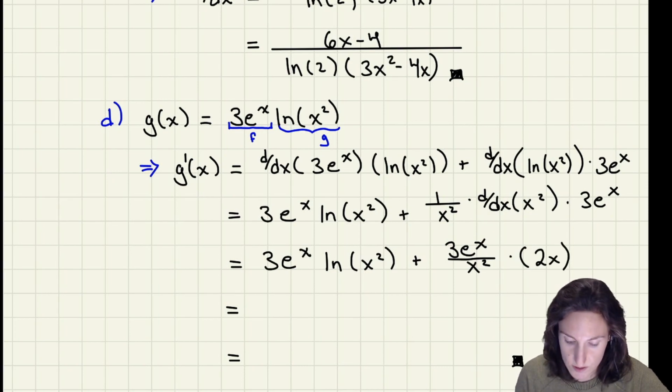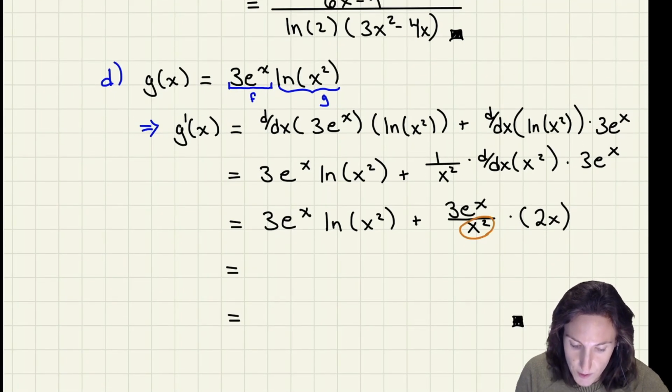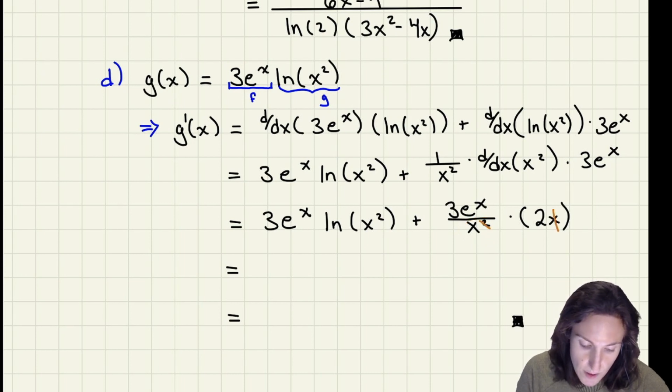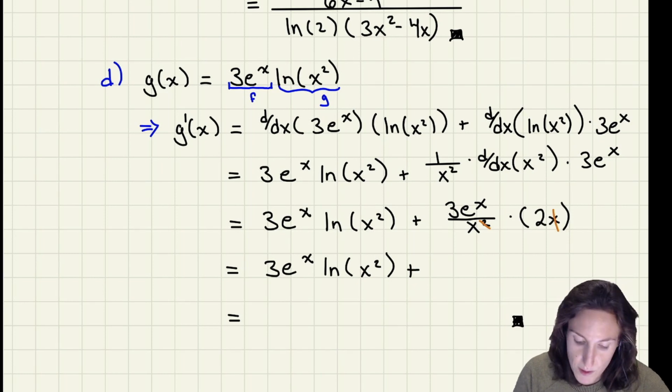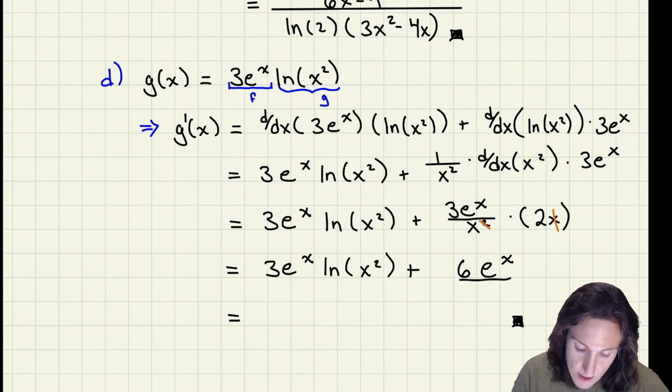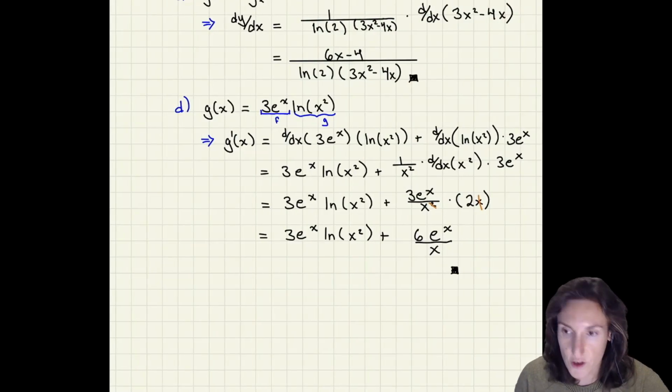Now I can simplify this a little bit. I have an x on the bottom, 2 of them, and I have an x on the top. So since they're being multiplied, I can get rid of a factor of x. And then I have 3e to the x ln x squared, plus I'm going to multiply the 3 and the 2 together to get 6e to the x, and then all that is divided by x. And then that is our solution.